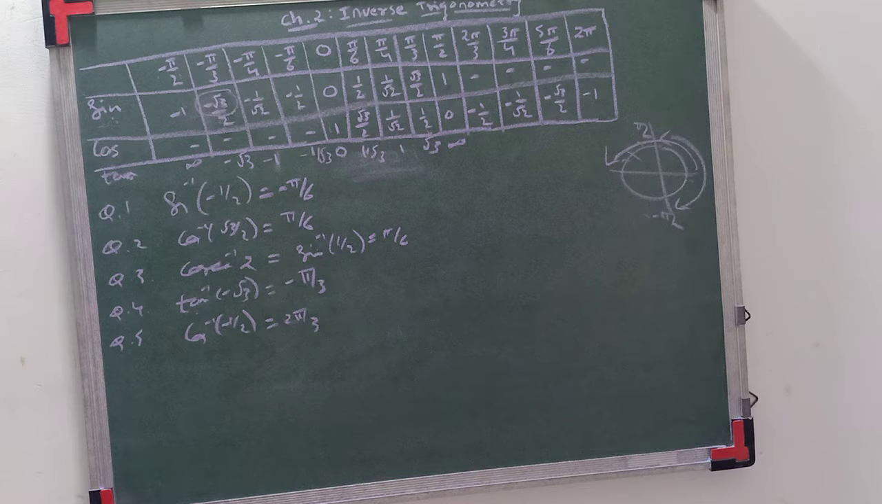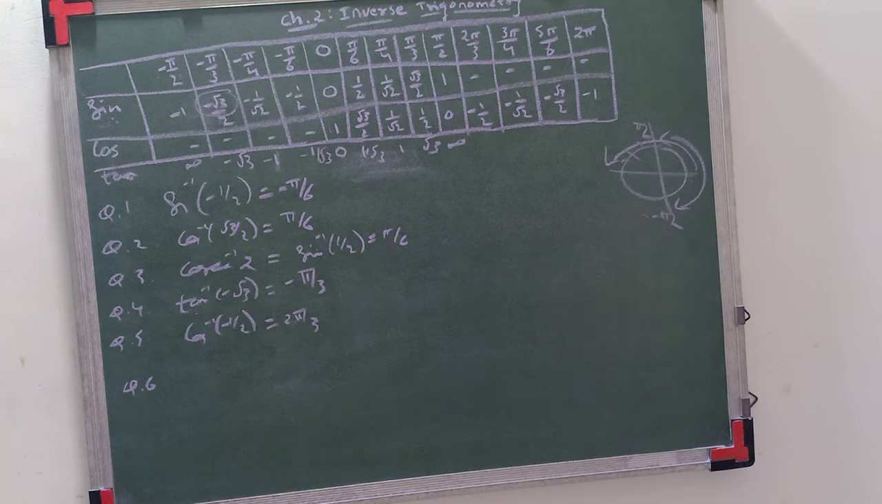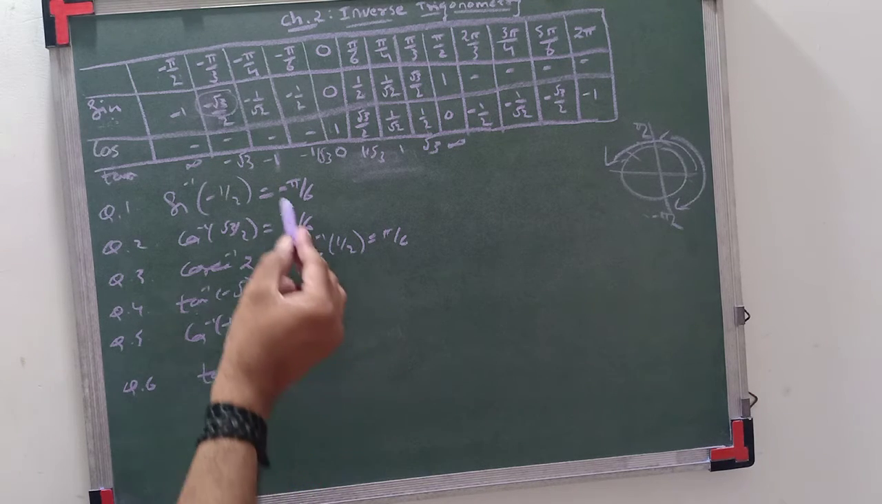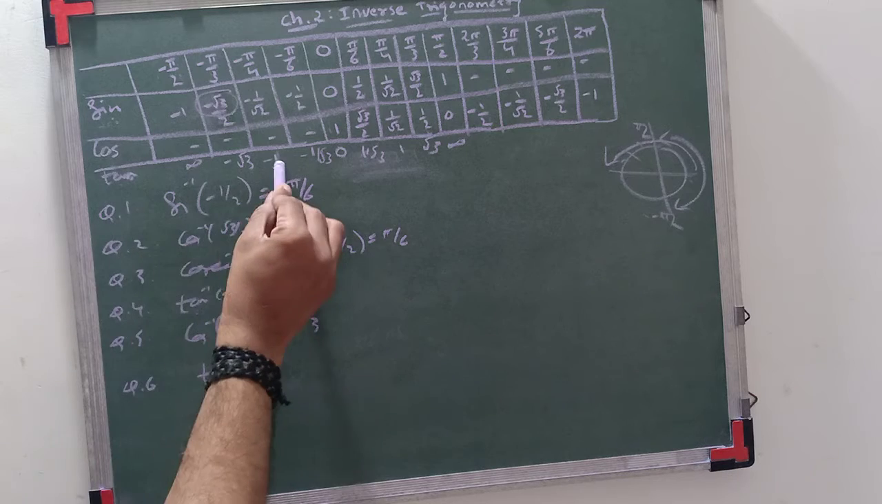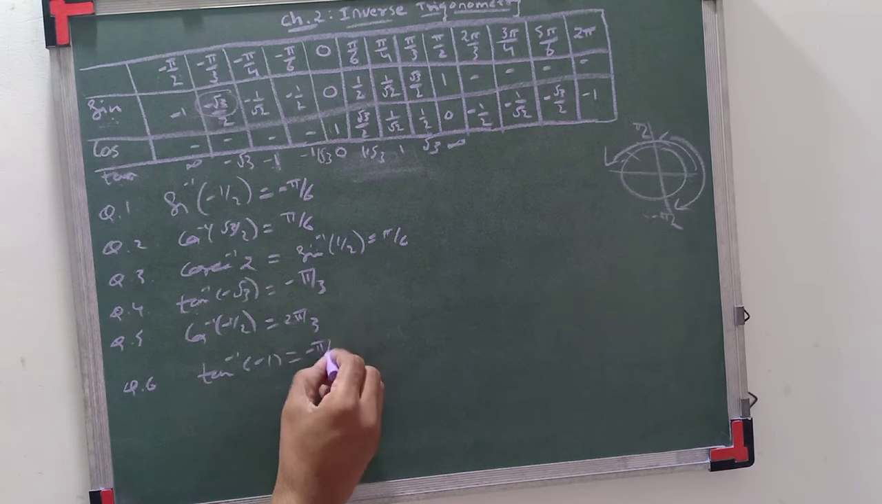Then next question, question number 6. Tan inverse of minus 1. Tell me, tan inverse of minus 1 will be what? Where you are getting minus 1 in the table of tan, the row of tan, under minus pi by 4. So the answer is minus pi by 4.